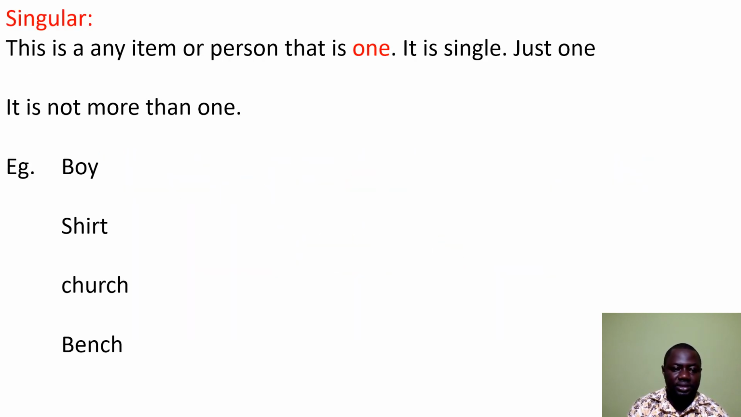Let's look at this. We say this is an item or person that is one, that is singular. When we look at singular, we say that it is an item or a person that is one. It is single, just one. It is not more than one. So for example, we have boy, shirt, church, and bench. These are all singular nouns.